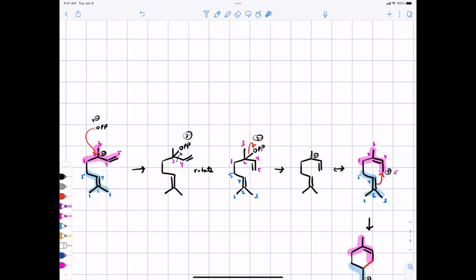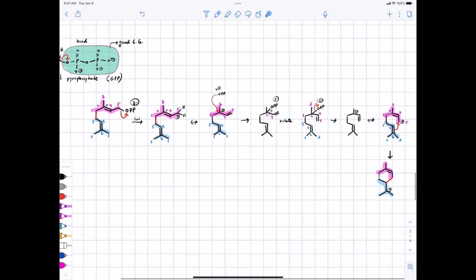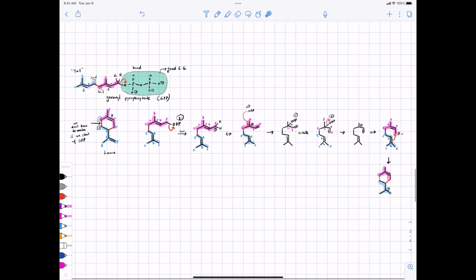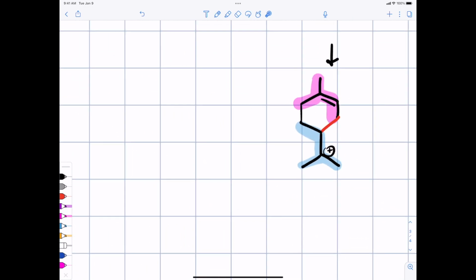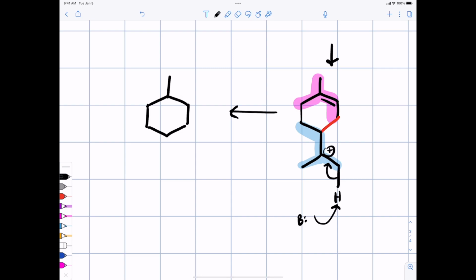Okay, what else? How do I get from here to the limonene product? What's missing? The pi bond between 1 and 2, which I can get through a simple E1 elimination type step, right? And suddenly I've made the smell of citrus.